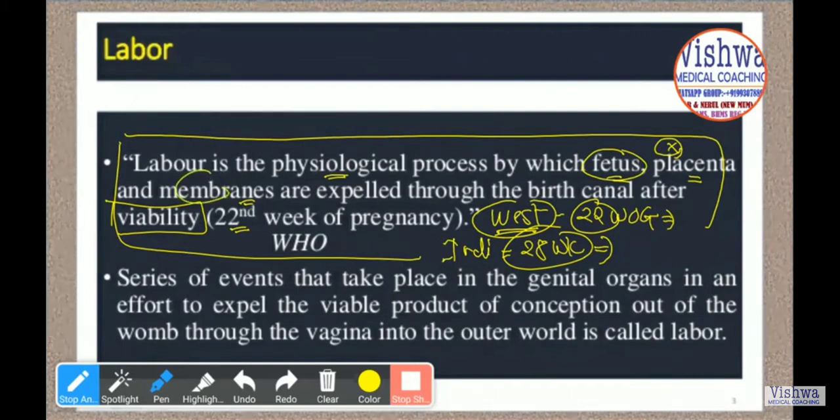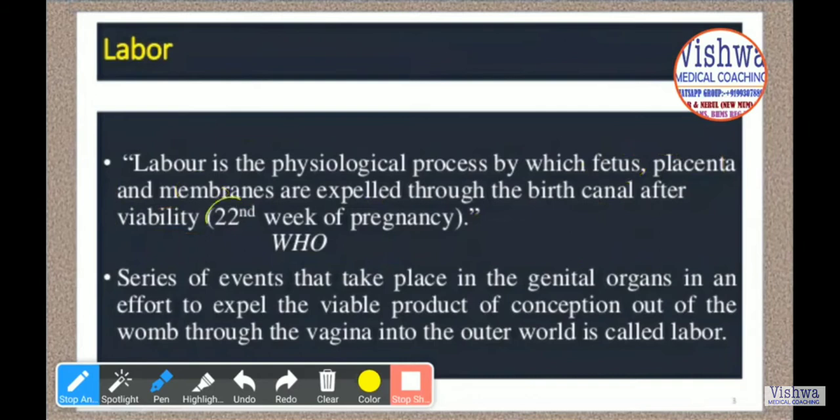Together they are called POCs, which stands for products of conception. They are expelled through the birth canal after the age of viability. Of course, this is for the Western countries. For India, as I talked about, it was 28 weeks. Now, this is a series of events.